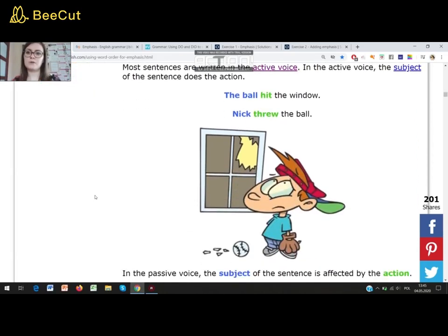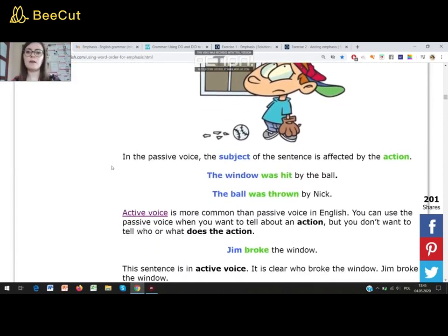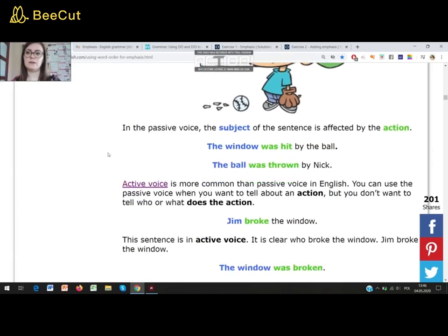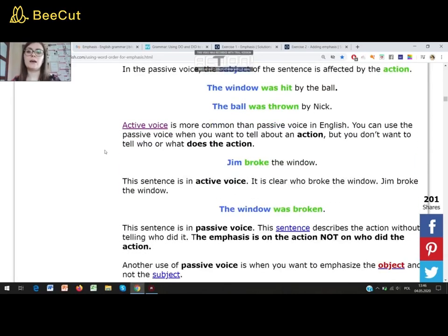So let's compare here. The ball hit the window, but Nick threw the ball, right? In the passive voice, the subject of the sentence is affected by the action. So the window was hit by the ball that was thrown by Nick. Yeah, so here it's more visible. If you want to emphasize who did it or what happened, then it's easier to use passive voice here and it's more efficient, let's say. Active voice is more common than passive voice in English.